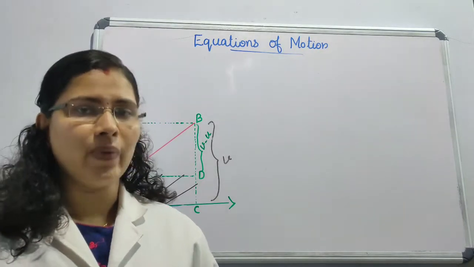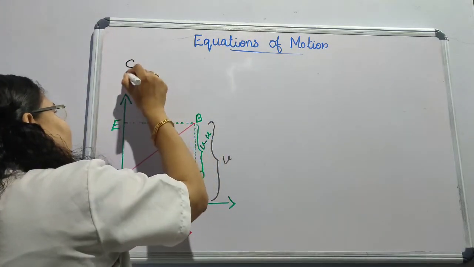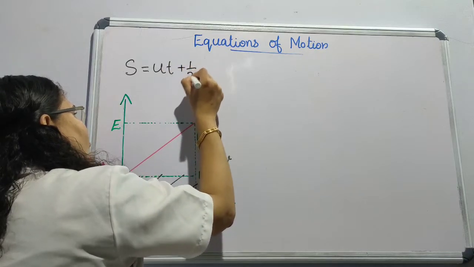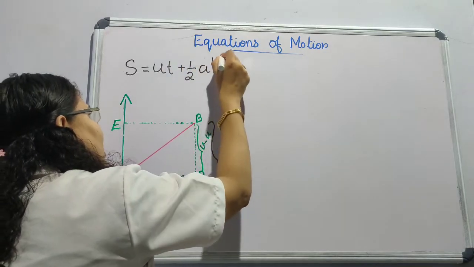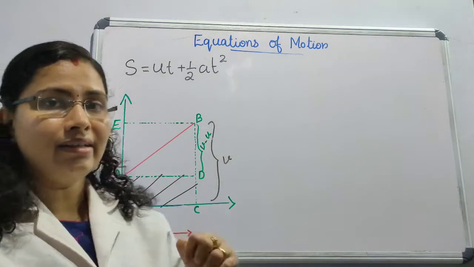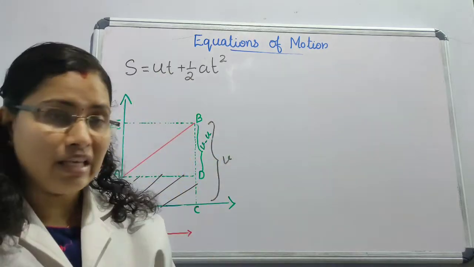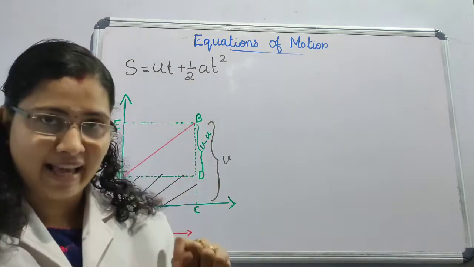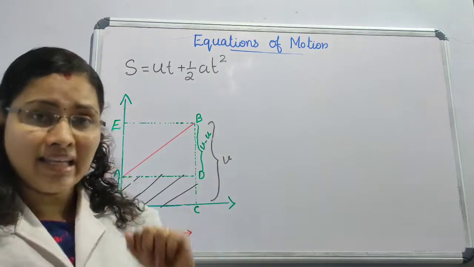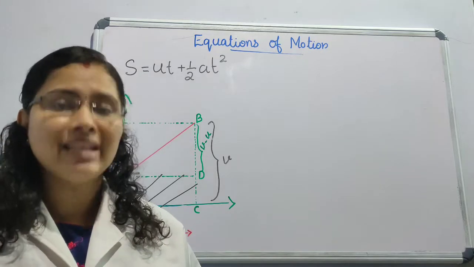Let us discuss the second equation of motion. What's the second equation? S is equal to ut plus half at square. What does it say here? S is the distance, u is the initial velocity, a is the acceleration, and t is the time. This second equation of motion is also known as the position-time relation.